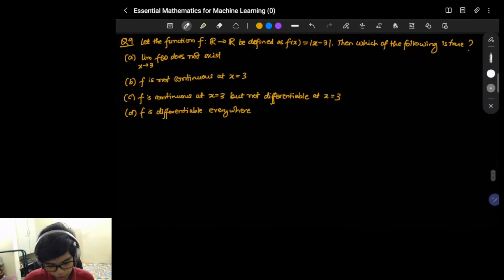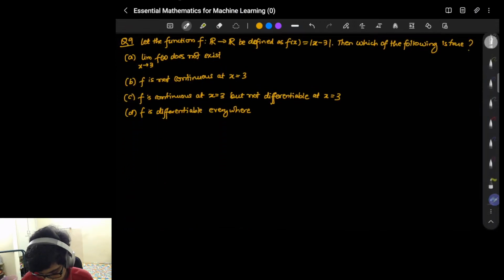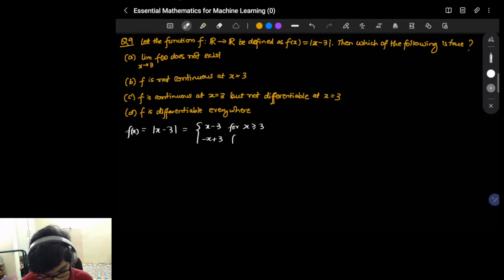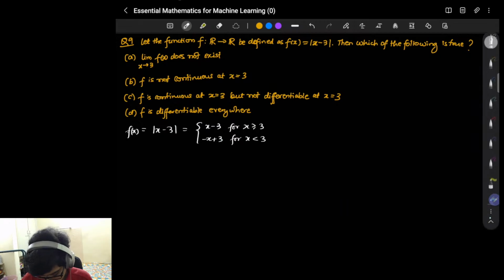Next, we have a question on functions. So we are given a function which is f(x) equal to mod x minus 3. So if we write out f(x), this essentially means that the function is x minus 3 for x greater than or equal to 3, and it is minus x plus 3 for x less than 3. And if we draw the function, we can draw the function right here.